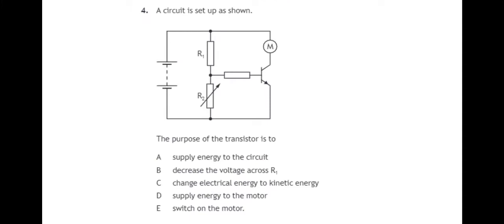Question 4. A circuit is set up as shown. The purpose of any transistor is to be an electronic switch. And in this case, it's an electronic switch which is going to switch on the motor.